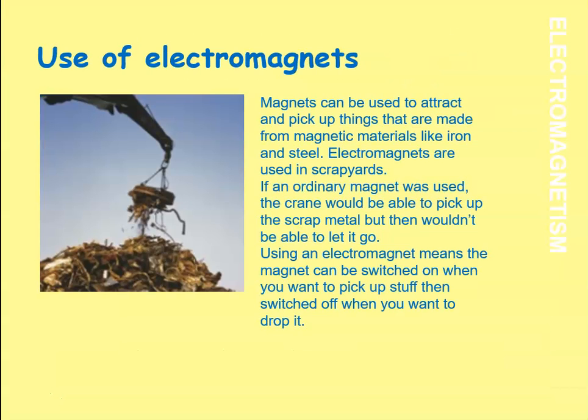How can we use electromagnets? So electromagnets can be used to attract and pick up things that are made from magnetic materials like iron and steel. You'll have seen electromagnets used in scrapyards. Now if we used an ordinary magnet, we'd be able to pick up the scrap metal, but then we wouldn't be able to let it go. So using an electromagnet means the magnet can be switched on when we want to pick up stuff and then switched off when we want to drop stuff off.